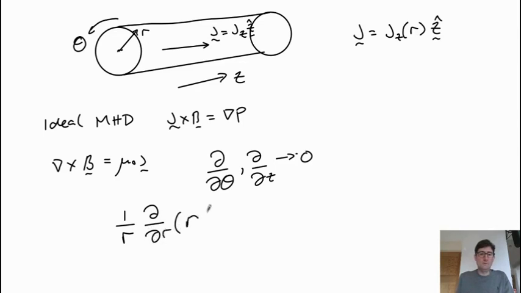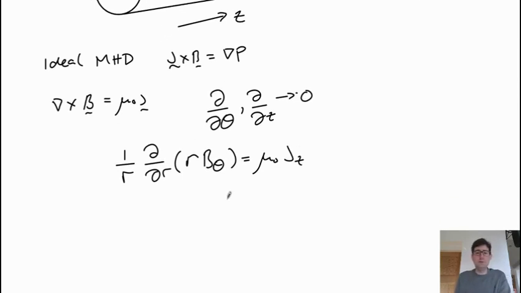d by dr of r times B_theta is mu naught, and then here we have a J in the z direction, for example. So the only component of the magnetic field is in theta, so we have a magnetic field running around the outside of this machine here. It's running in the theta direction. So we run a current down the middle, we get a magnetic field in the theta direction, and then hopefully this will give us a pressure gradient.